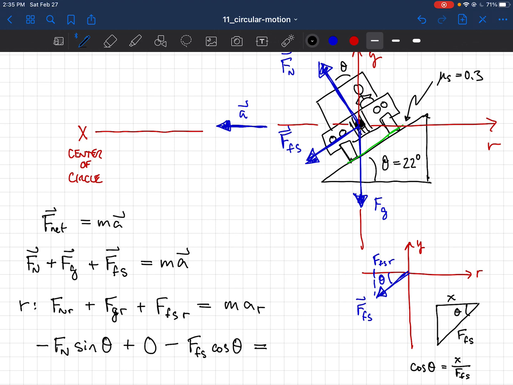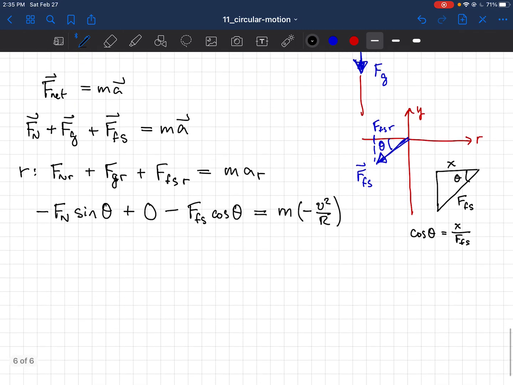So those are our force components. And now we need the acceleration. Well, it's the same as before. You see that it's pointing backwards. It's in the negative r direction. So it's just going to be equal to minus v squared over r, because we know its value from our circular motion kinematics.